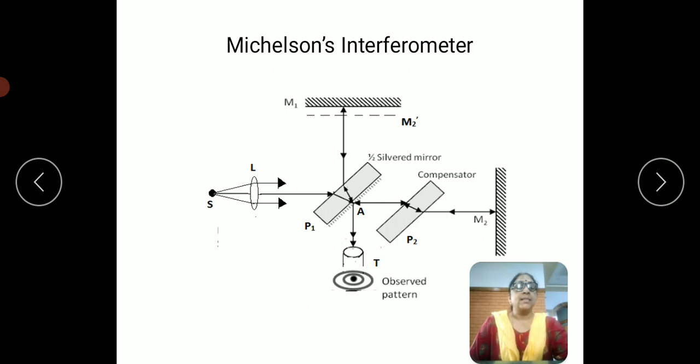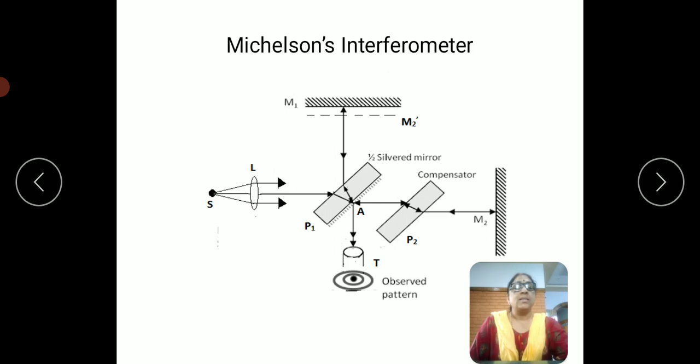It consists of P1, and M1 and M2 are two plane highly polished mirrors. M1 and M2 are placed exactly perpendicular. P2 is called a compensating plate, placed between P1 and M2, and the telescope is used to observe the fringes.